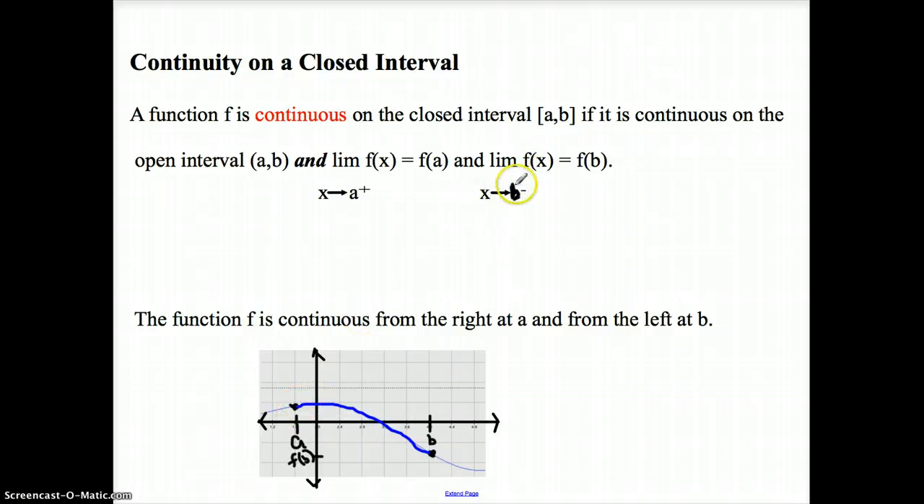And then x approaches b from the left, so the y value approaches that function value f of b. So the function value, the actual number you get when you plug in b, has to be the same as the limit. So there just is no hole there on the end. So the ends can't have holes, and the function in between has to have no jumps, no holes, or vertical asymptotes.